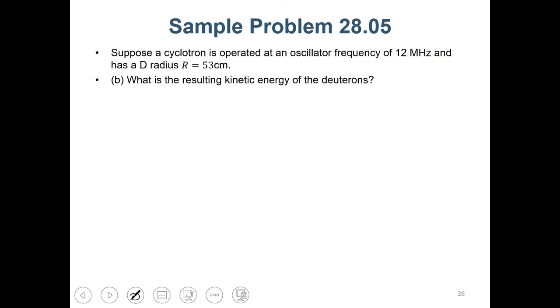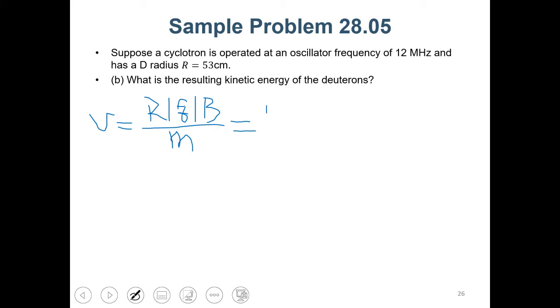So for part B, what is the resulting kinetic energy of the deuteron? We can use v equals rqB over m. Because we had r equals mv over qB just now, we can rearrange the terms so that we have v equals rqB over m.